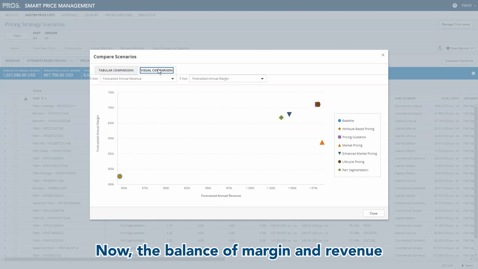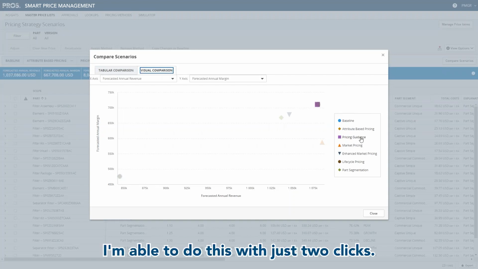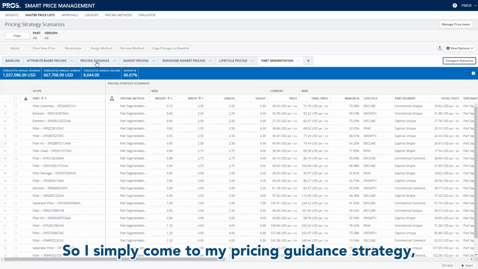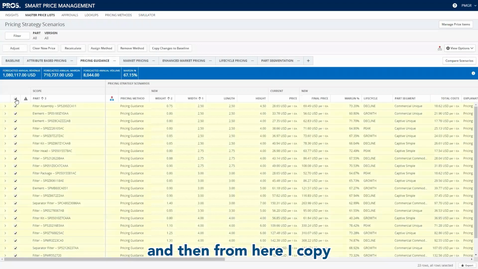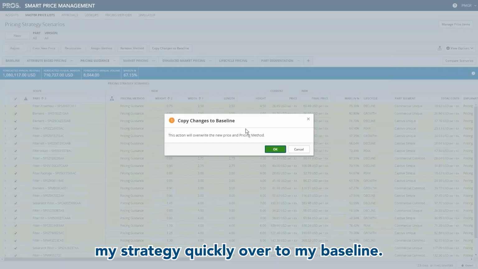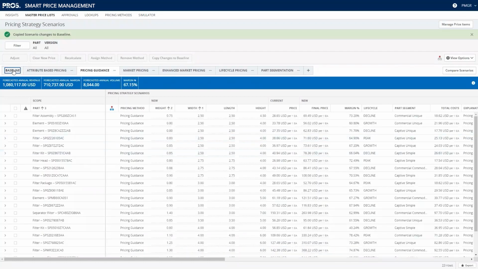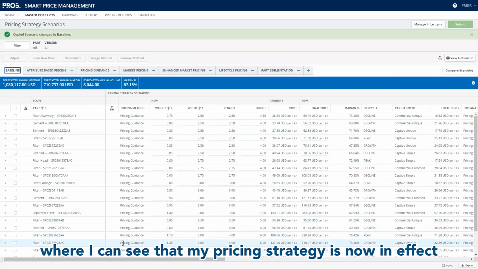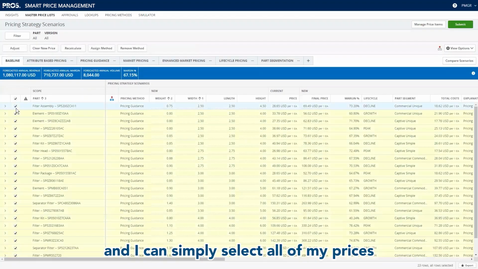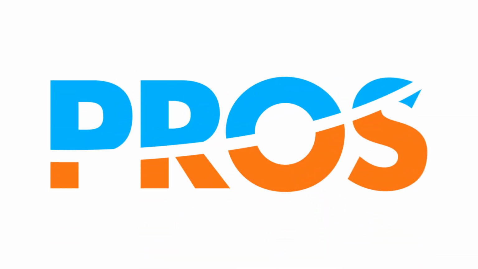Now, the balance of margin and revenue for the pricing guidance scenario is the one that I want to put in place. I'm able to do this with just 2 clicks. So I simply come to my pricing guidance strategy, and then from here, I copy my strategy quickly over to my baseline. And then all that's left for me is to come back to my baseline, where I can see that my pricing strategy is now in effect, and I can simply select all of my prices and then submit them and publish them out to my ERP.